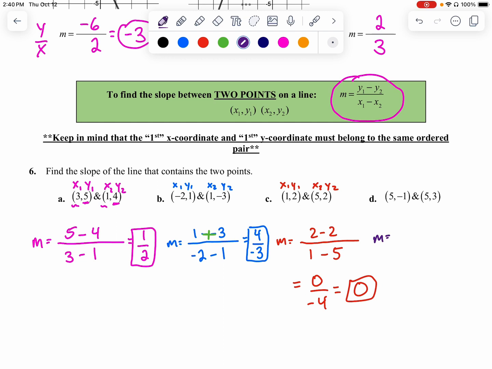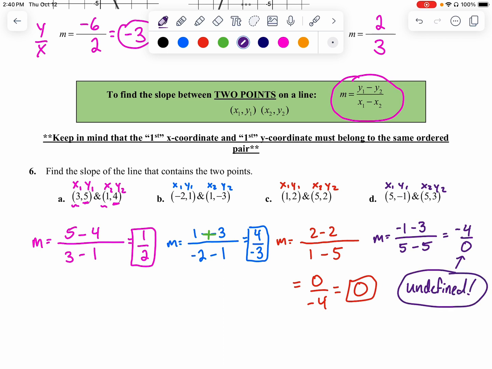So in this next one, we have our x1, y1, x2, y2. So if we do y1, -1, minus y2, and then x1 minus x2, this time we get -4 over 0. Ooh, so if 0 is on the bottom, that makes the whole function undefined. So if you type this into a calculator, it's going to say error, and it means that it's undefined. So you are not allowed to divide by 0. So 0 is okay on the top, but not on the bottom.